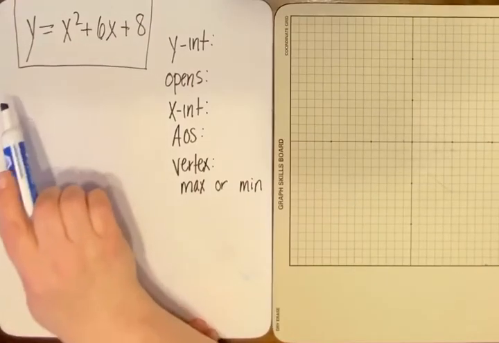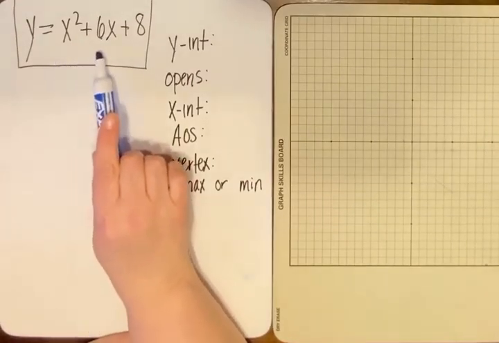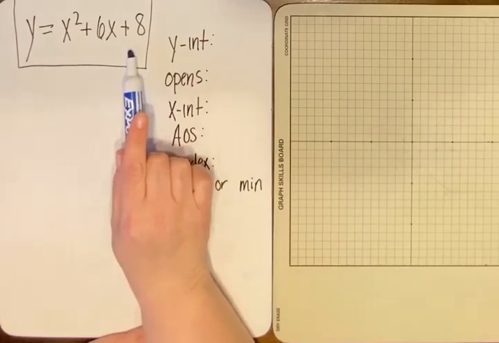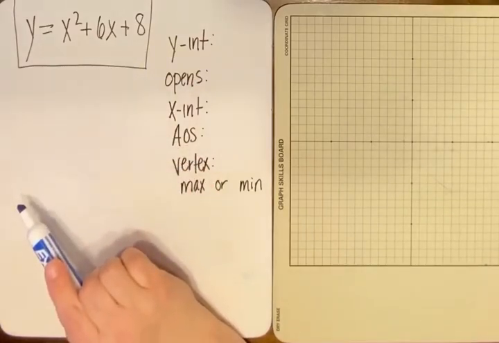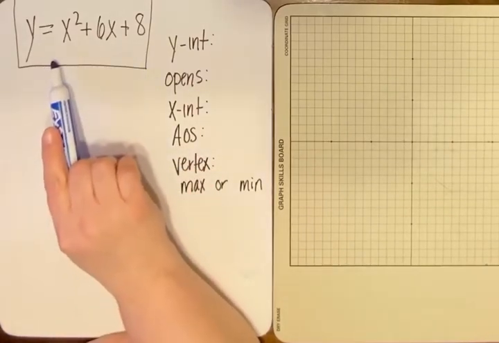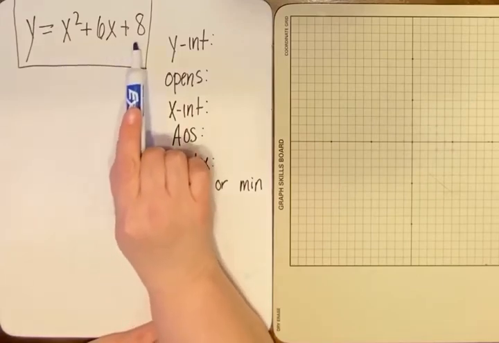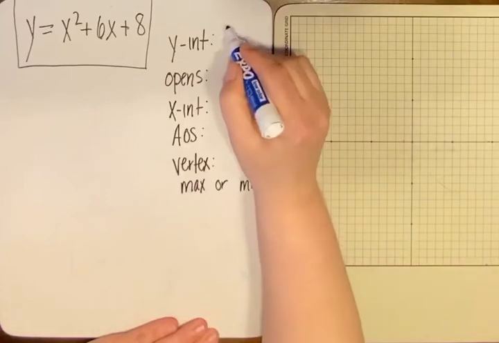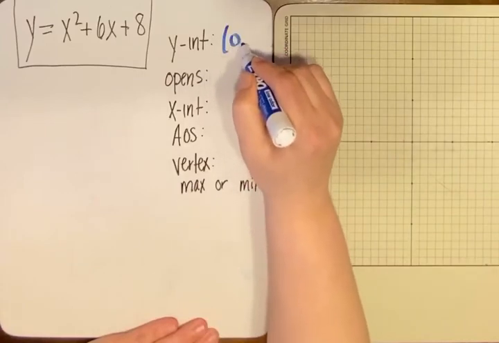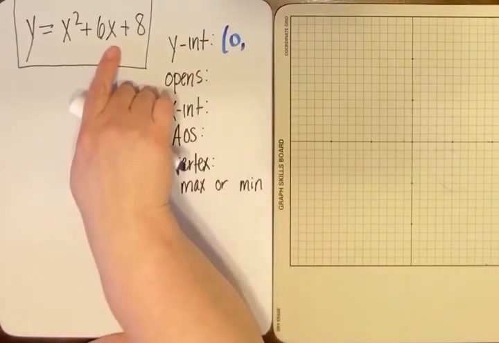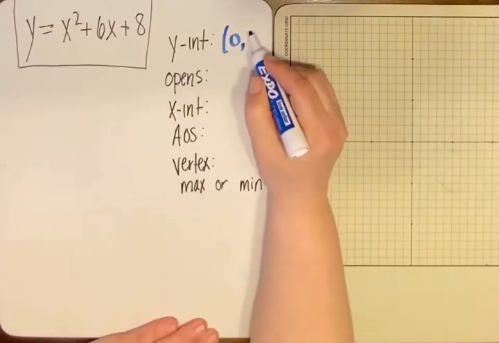Today we're going to use the equation y equals x squared plus 6x plus 8 to identify the parts of a parabola. Since this is in standard form, ax squared plus bx plus c, we are easily able to identify the y-intercept, because if I let x equal 0, y will equal 8.